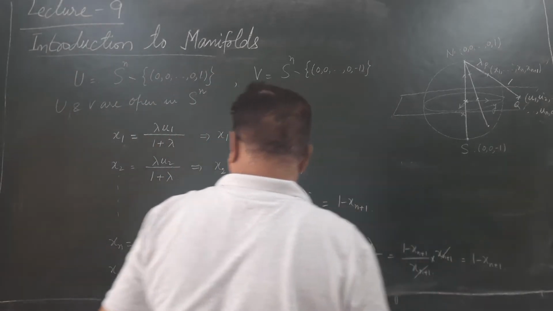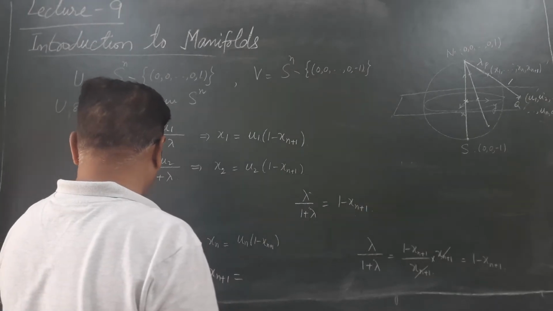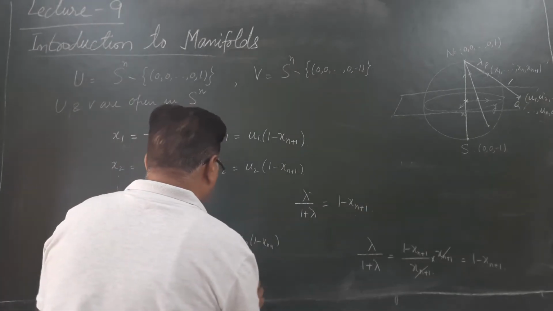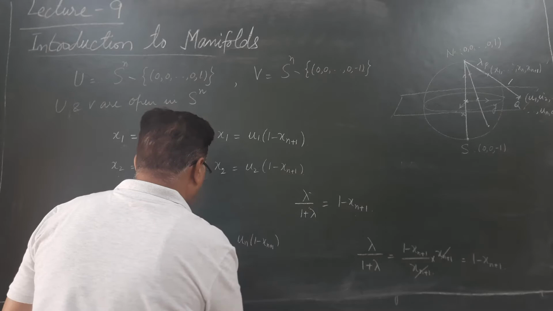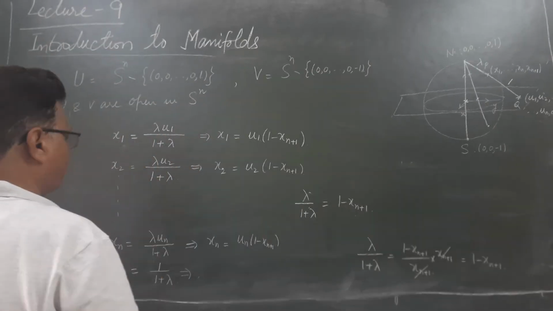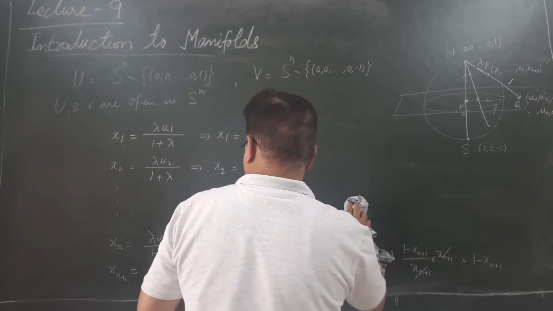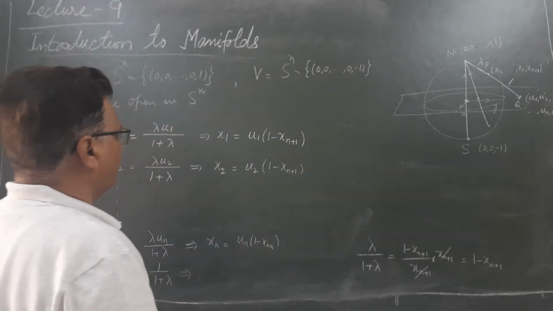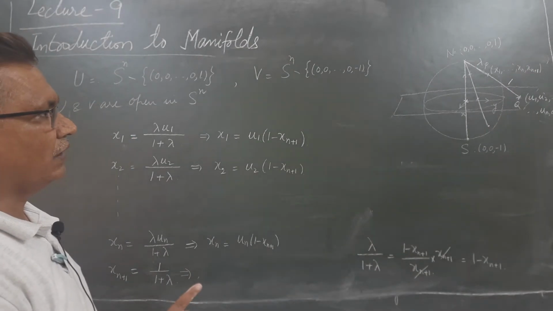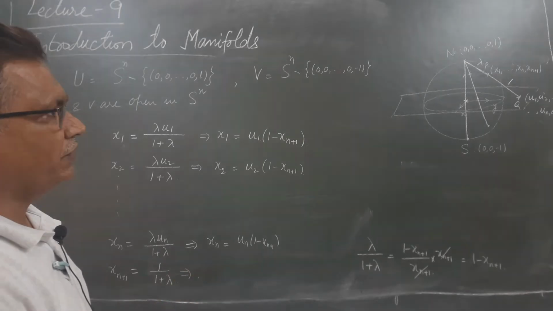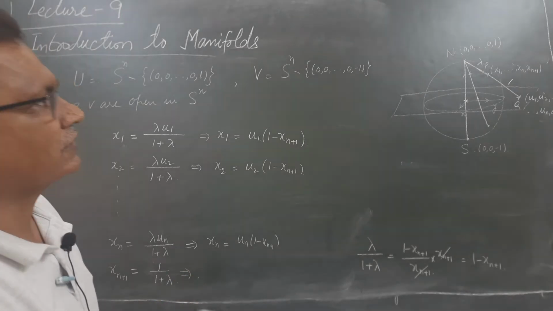xn plus 1. No, keep it as it is. Okay, keep it as it is. So this is xn plus 1. इसको भी मिटा दीजिए, ये वैल्यूज़ हैं. और यहाँ से आपको क्या करना था? आपको करना था सारे u's को determine करना था x in terms of x.